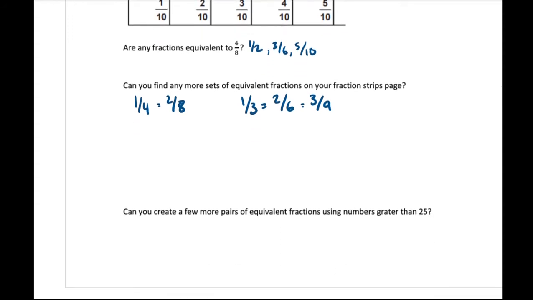Can you create a few more pairs of equivalent fractions using numbers greater than 25? So if I was to divide the strip up into more than 25 parts in general, can you come up with more equivalent fractions? So I challenge you to try to do that on your own in your spare time.